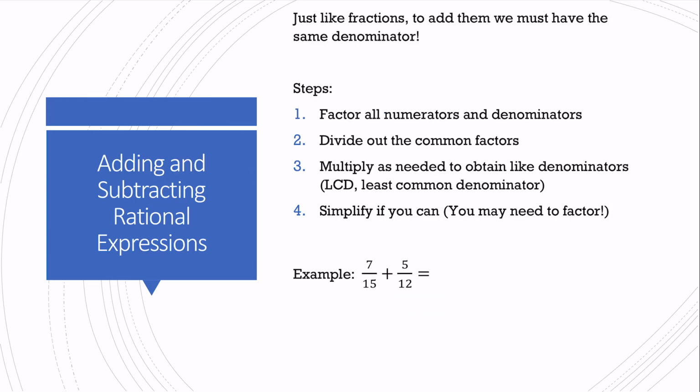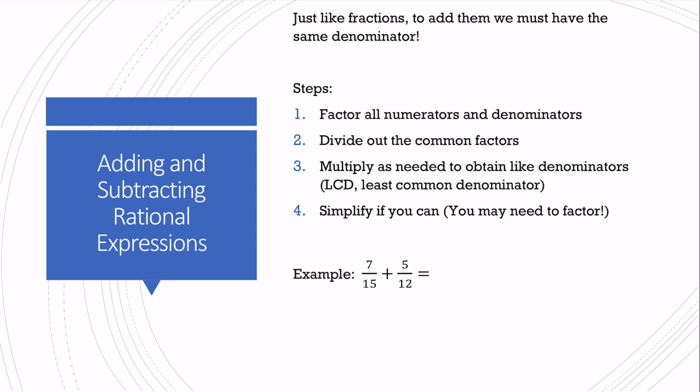So again, what we need to do when we're adding and subtracting rational expressions is make sure they have the same denominator. So what I do is factor all numerators and denominators, simplify the fractions if you can, then multiply as needed to obtain like denominators with the least common denominator, and then again simplify. You might have to factor in order to do this.